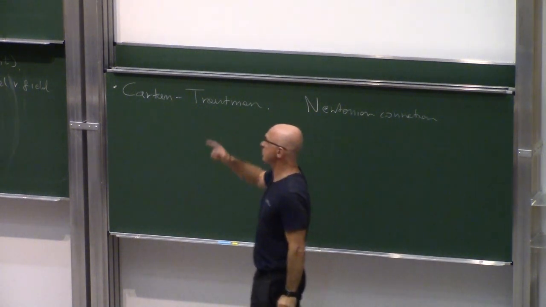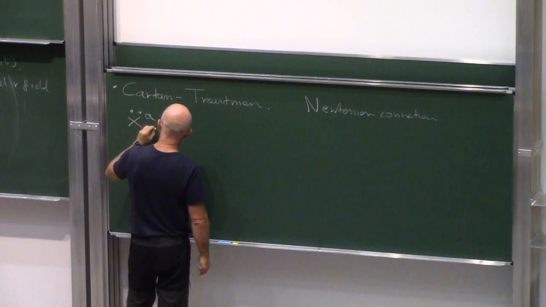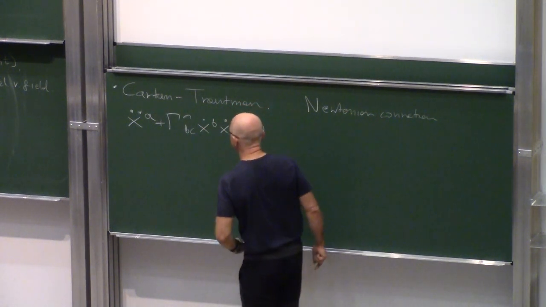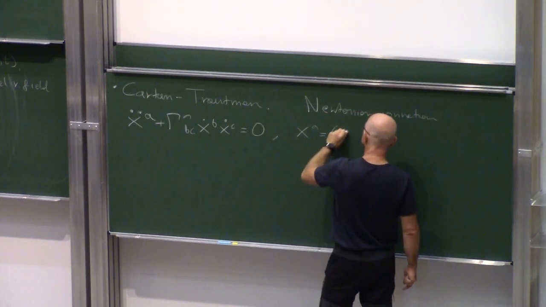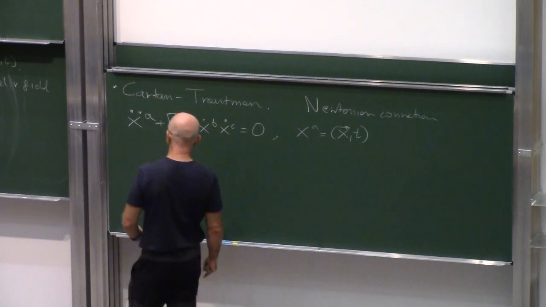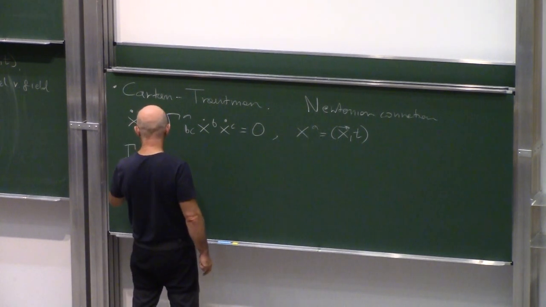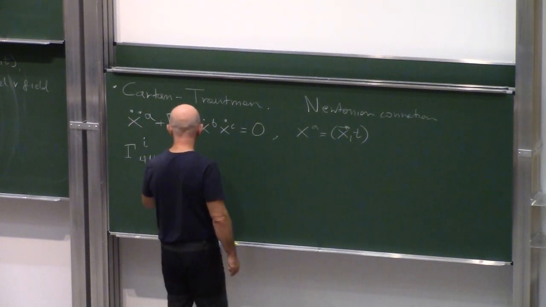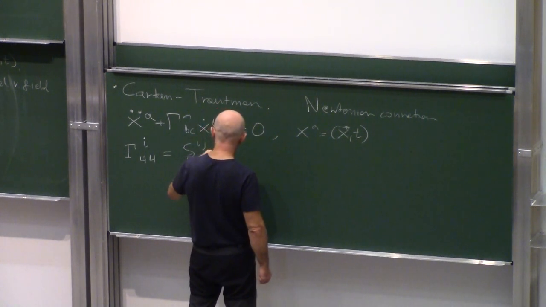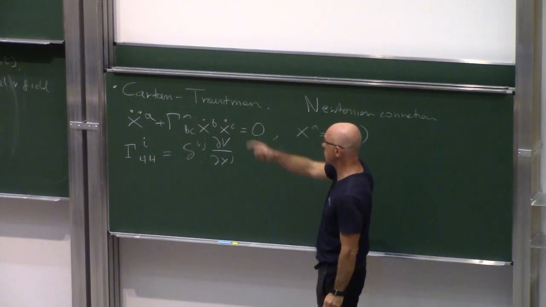So you want to interpret equations 1 as geodesic equations, which you write as x^A double dot plus Gamma^A_BC x^B dot x^C dot equals 0. And so x^A is x and t, so the index A runs between 1 and 4, and the observation is that we need to choose the connection so that the only non-vanishing components are Gamma^i_44, and you take that to be delta_ij dV by dx^j, and if you do that, then these geodesic equations will give you Newton's equations.